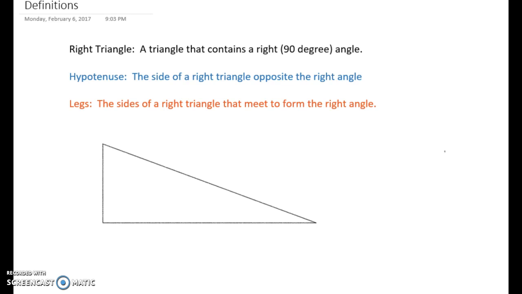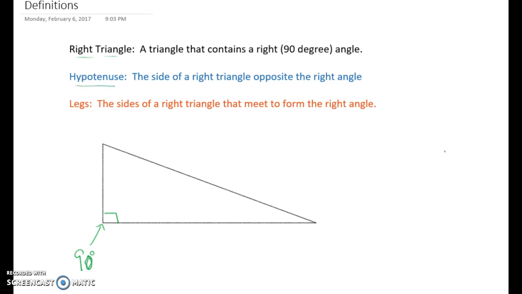To start with, the Pythagorean theorem applies to right triangles. And a right triangle is a triangle that contains a 90-degree angle or a right angle. Often that is denoted with a little square in the corner of the triangle to show 90 degrees.